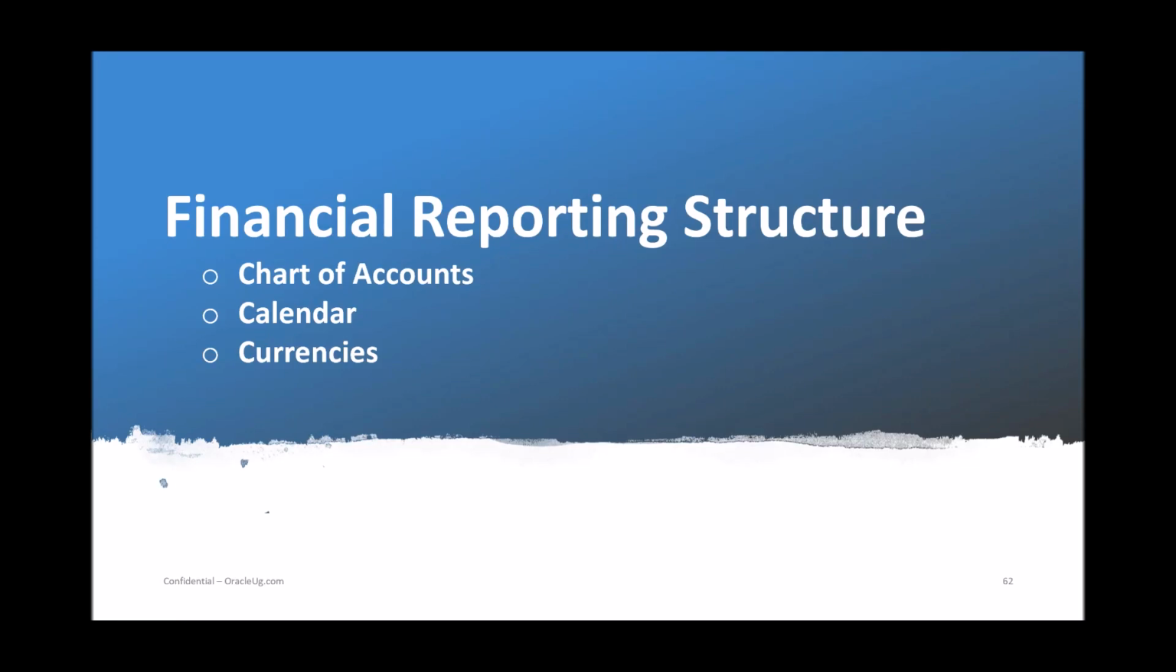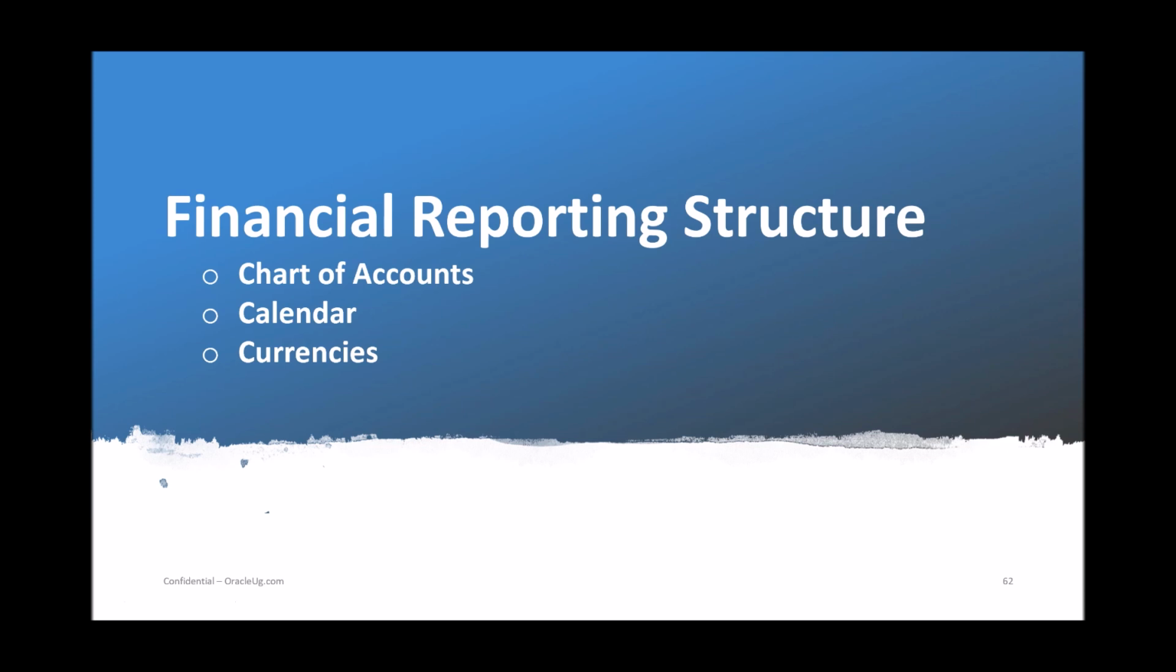Next, we'll review financial reporting structure, where we will discuss the details of three key important elements of financial reporting structure, that is chart of accounts, calendar, and currencies. If you're coming from outside EBS background, then in Oracle world we called these the 3Cs. In 11i we used to call it 3Cs, that is chart of account, calendar, and currency.